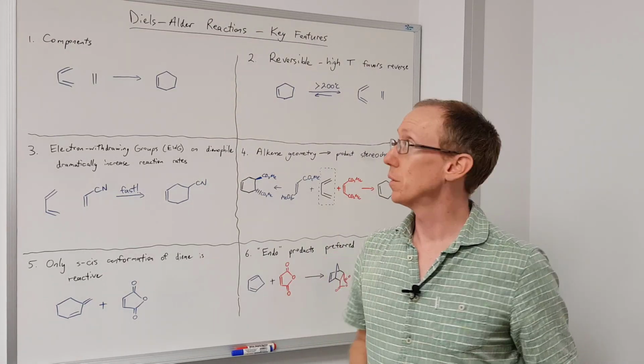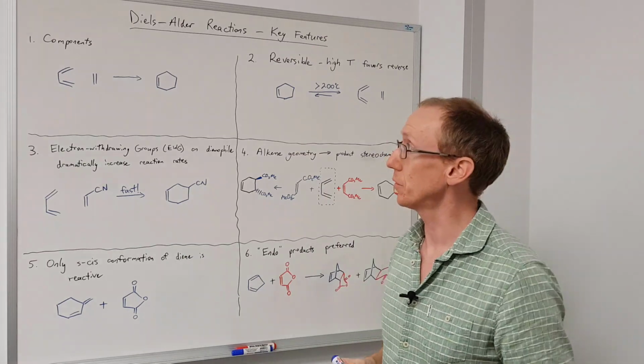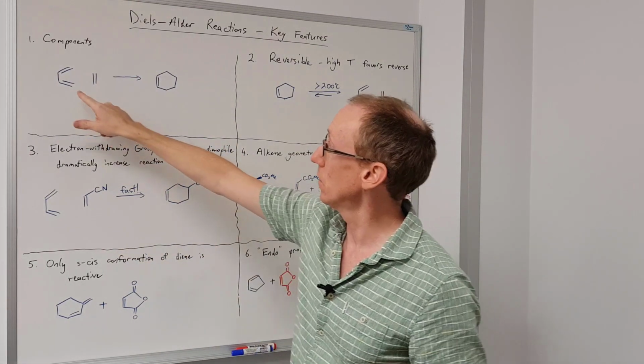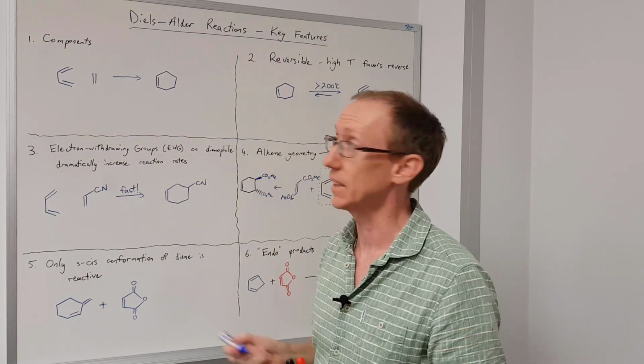Okay, so this video is going to be about the Diels-Alder reaction and some of the key features that you'll need to know about this reaction. So firstly, the components of a Diels-Alder reaction are a diene, a dienophile, and the product is a cyclohexene.